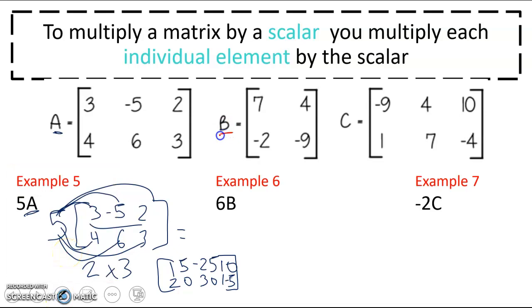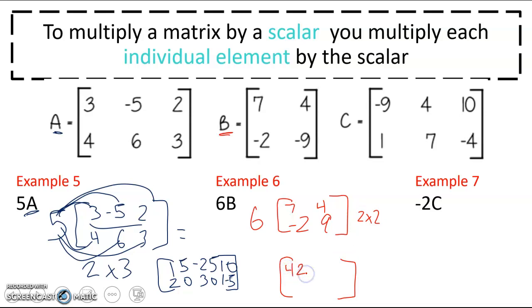6B, again, same process, except we're using matrix B, so we're just going to literally take 6, multiply it by our matrix B, which is 7, 4, negative 2, and 9. So multiply those out. Still going to remain a 2 by 2 matrix. 6 times 7 just gets us 42. 6 times 4 is 24. 6 times a negative 2 is negative 18. And then 6 times this 9 right here is going to get you a 54. Because again, you're basically just taking this, distributing, okay?